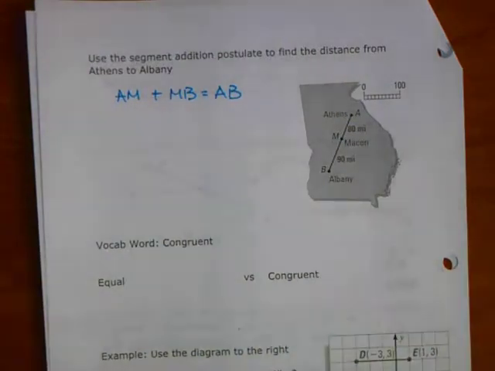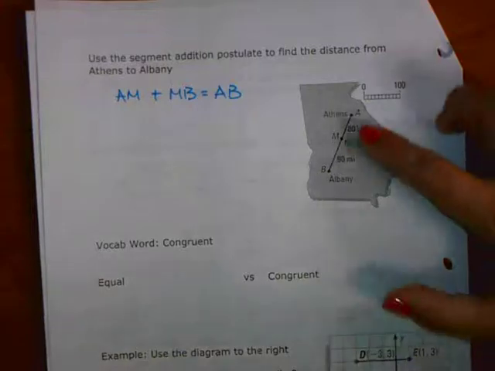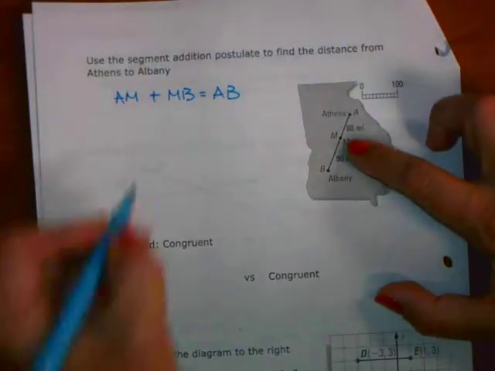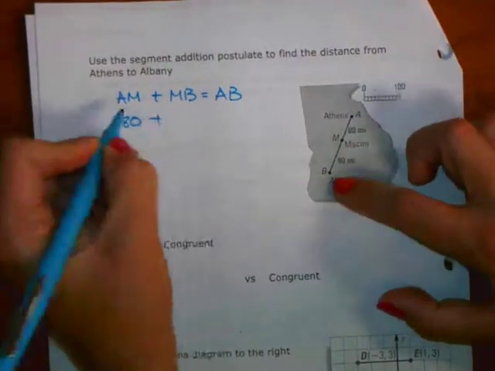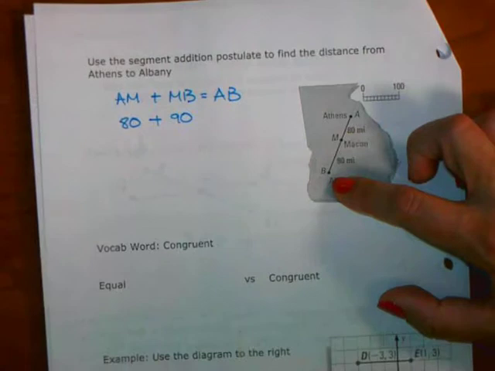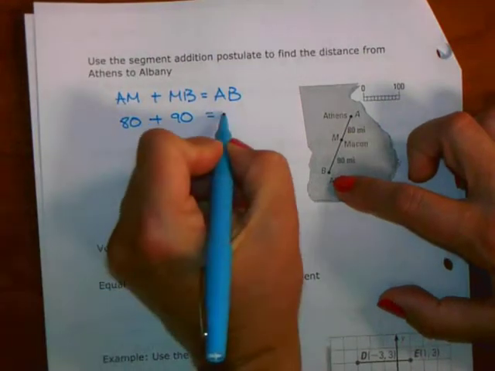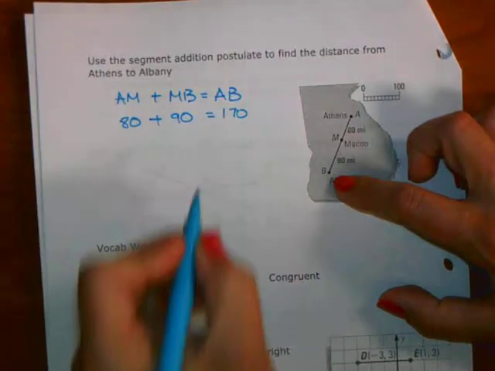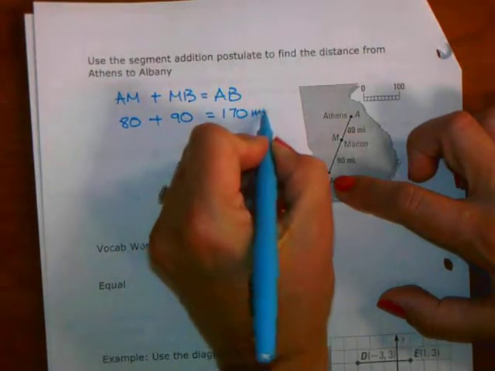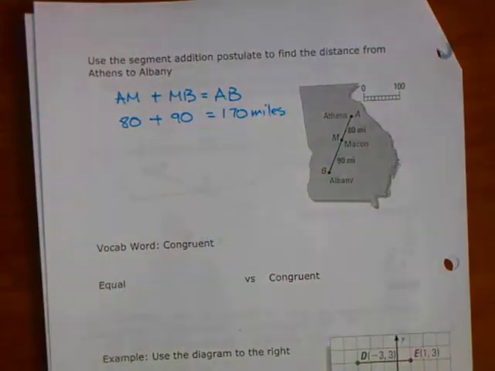That's using the postulate, and then I can fill in the numbers. So how far is it from A to M? 80 miles. And here is 90. So what's the total? 170. Just add 8 and 9 and put a 0 at the end. 170 miles. Let's be appropriate here. 170 miles. Cool? Really, it's just adding stuff, but it's just using the right notation.